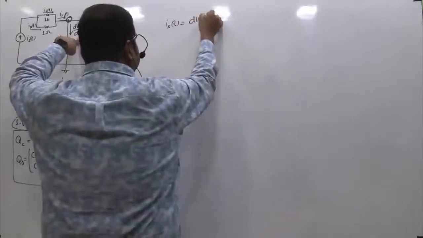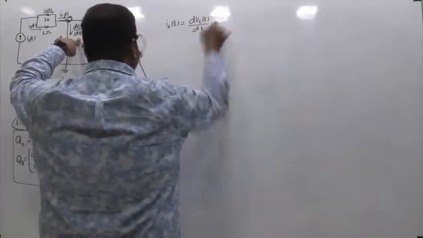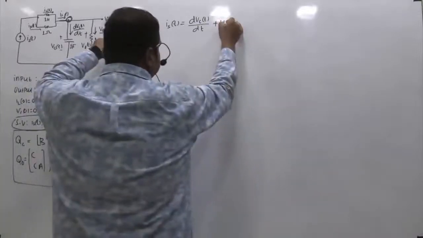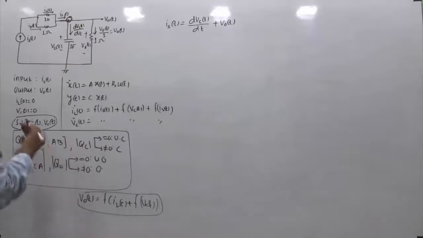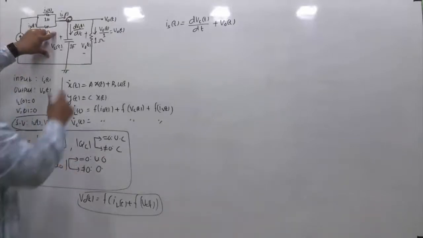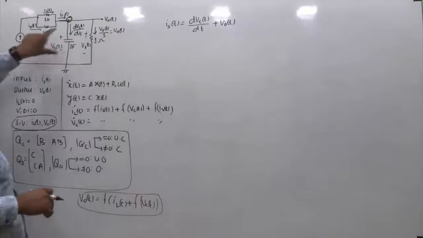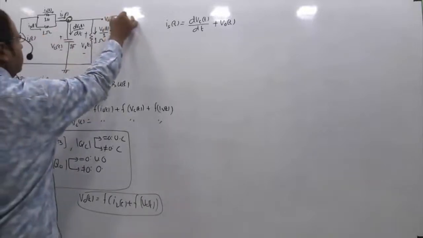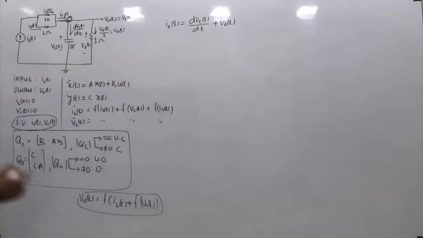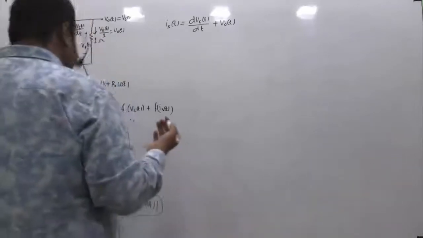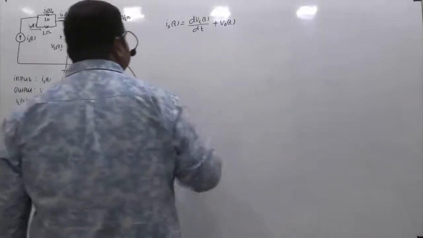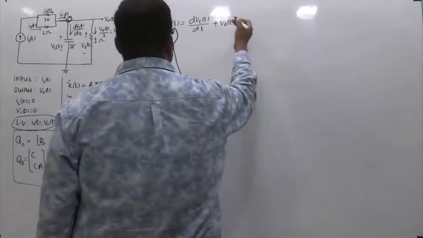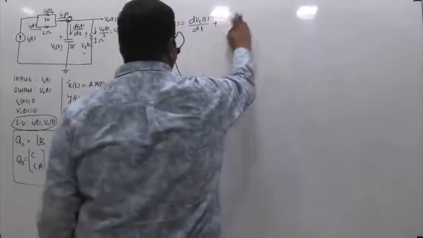So this current is dVc/dt, plus this current is V naught of t. But one thing you can see here, if this is Vc of t, then this and this voltage will be the same because they are in parallel. So V naught of t is also equivalent to Vc of t. Okay, so this is what your Is of t expression is. So we can write V naught of t is equivalent to Vc of t because both of them are identical.